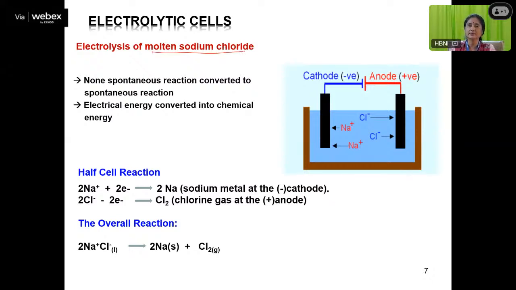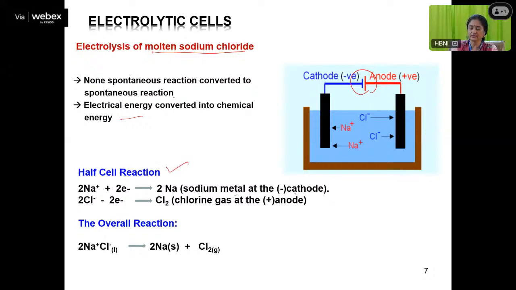Why molten sodium chloride? Because in aqueous sodium chloride electrolysis, hydrogen and oxygen will be evolved rather than sodium and chloride. So it is molten sodium chloride. So it is a non-spontaneous reaction converted to a spontaneous reaction by application of external energy, electrical energy converted into chemical energy. So now you can see these are the half cell reactions.